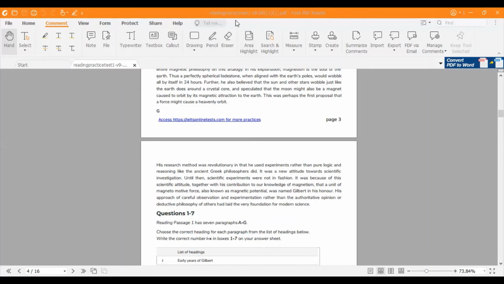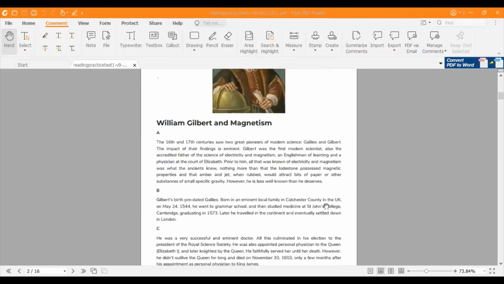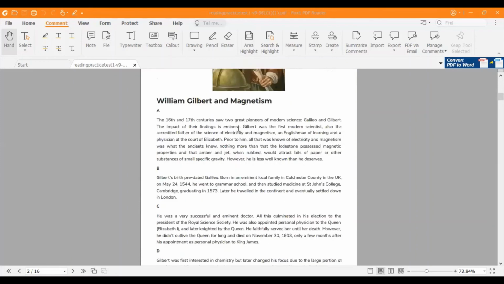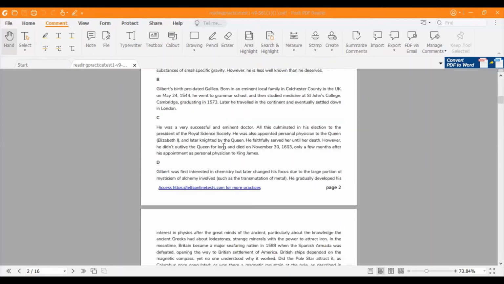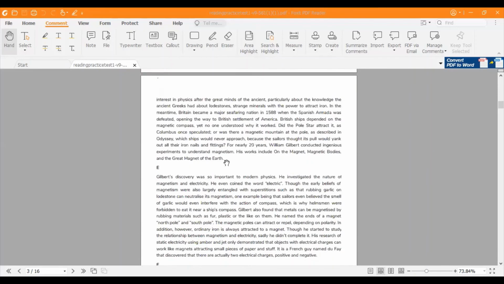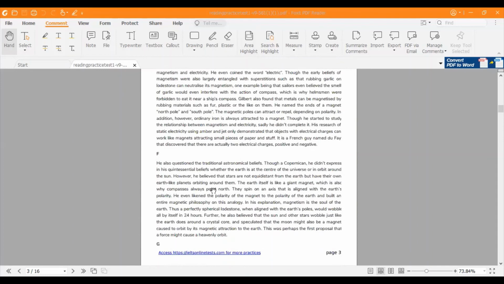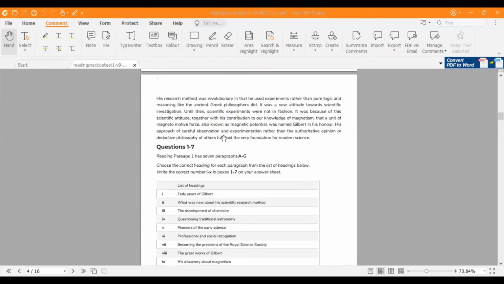Very good. Okay, so now we understood the main points, the general idea for each paragraph. This one actually is early life of Gilbert. This one actually is he was a successful doctor. This one actually is about chemistry. This paragraph actually is going to be about physics. And this one is going to be astronomy or astronomical beliefs. The last one is going to be about his research methods or the experiments.